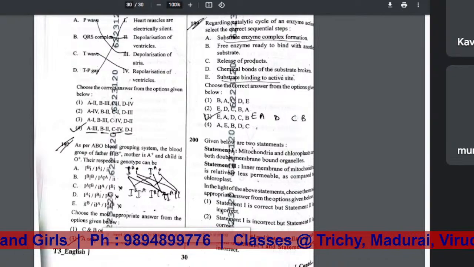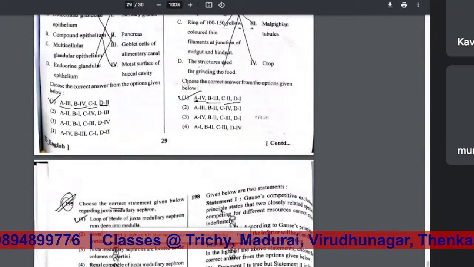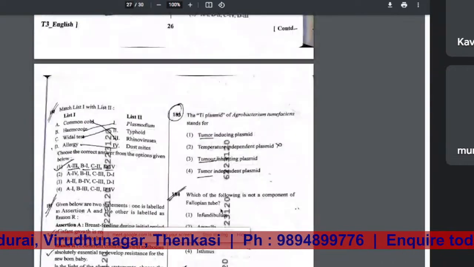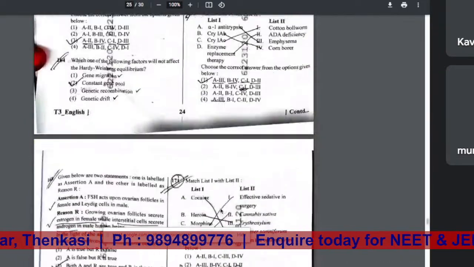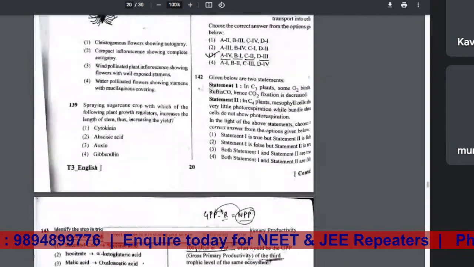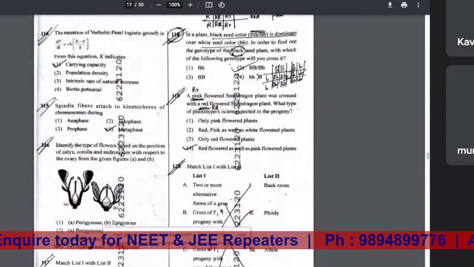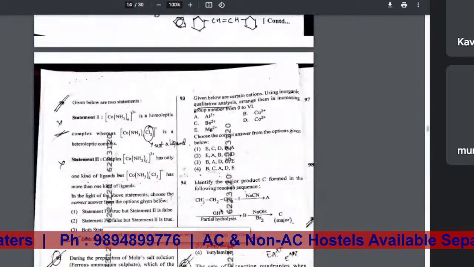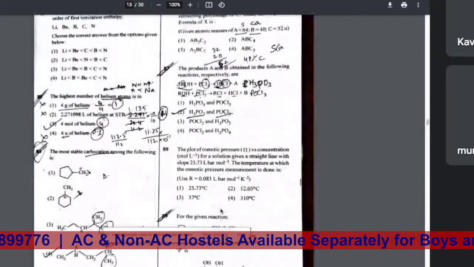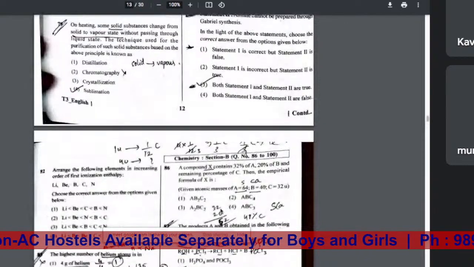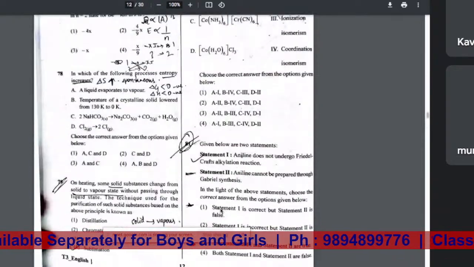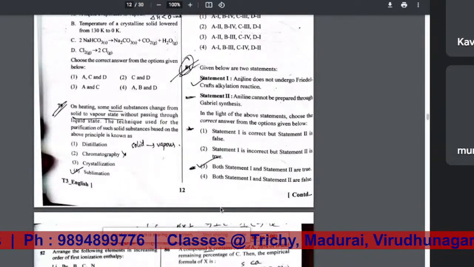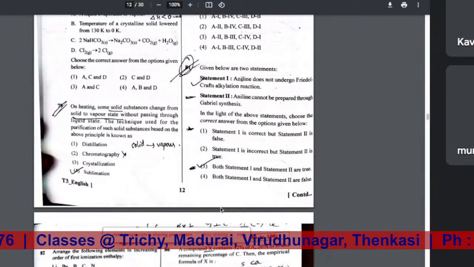Okay, students, again chemistry now from question number 81. Okay, now question number 81. Given below are two statements.